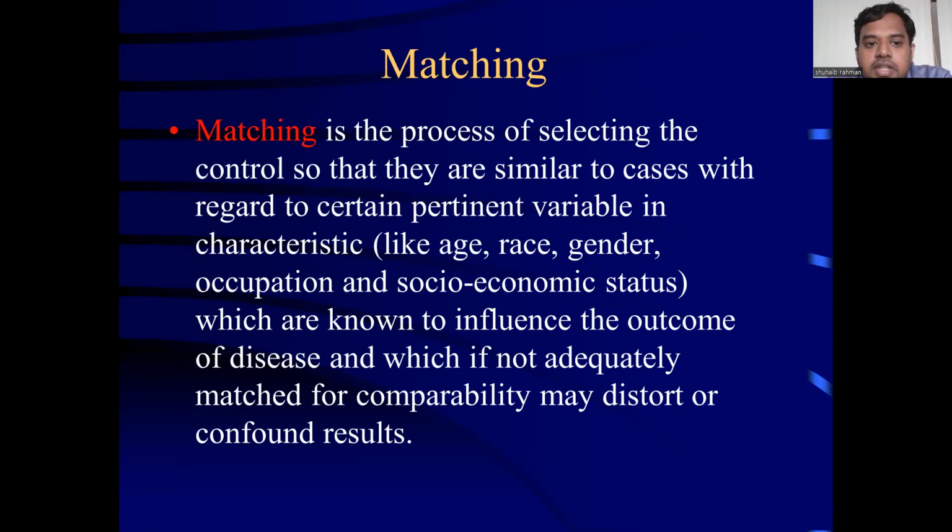Then comes the main step, called matching. By definition, matching is the process of selecting controls so that they are similar to cases with regard to certain pertinent variables or characteristics, like age, race, gender, occupation, and socioeconomic status, which are known to influence the outcome of disease, and which, if not adequately matched for comparability, may distort or confound your result. So as I told, if we select 2 groups, cases and controls, we are supposed to match them for all other factors as far as possible. The only difference should be the absence of the disease.